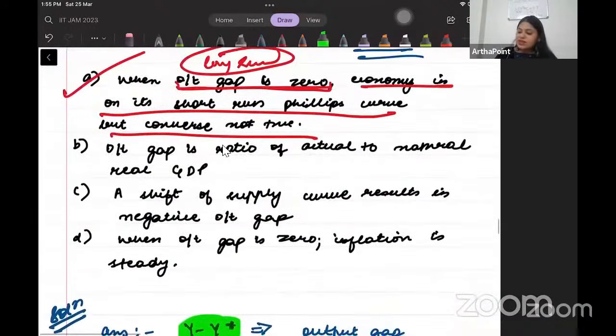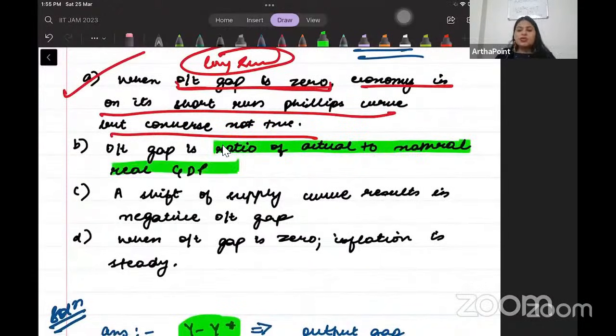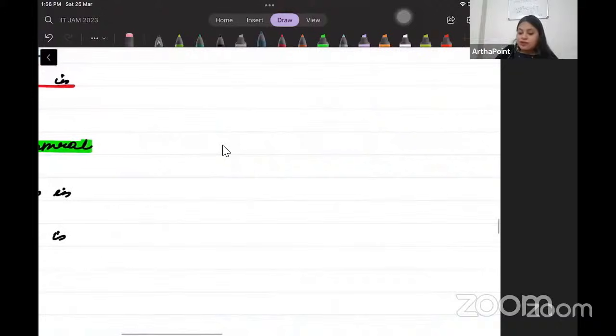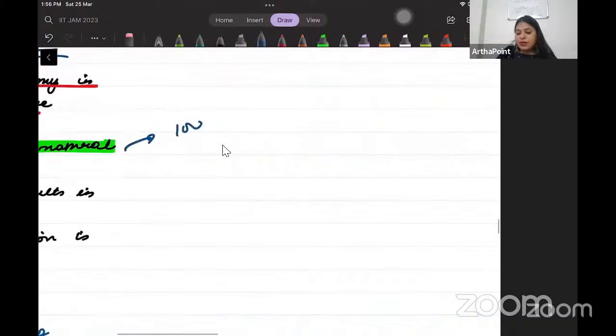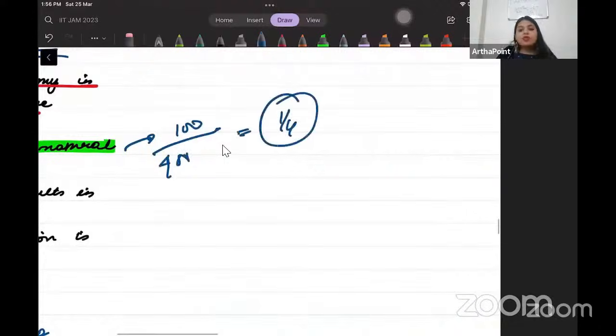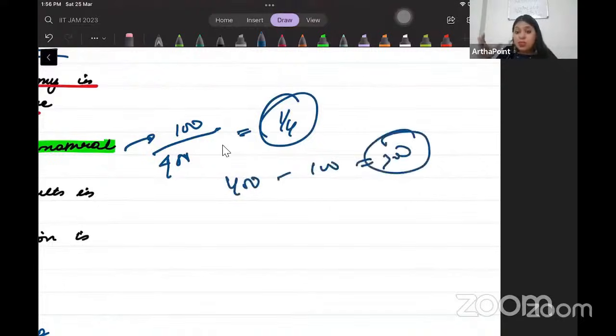So we can say that the ratio of actual to natural GDP may give you an indication of the gap between the two. Just for example, if my actual GDP is 100 and my full employment is 400, it means I'm 1/4 of the way to the full employment level, right? This also gives me a good enough hint, but actually my gap is what I want to cover, which is 300. This is a more realistic thing that I want to do.